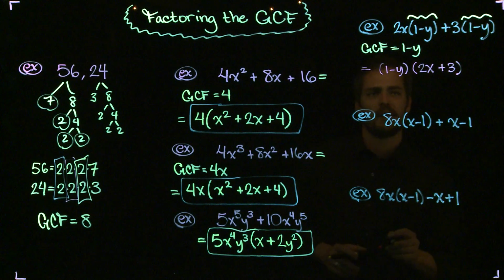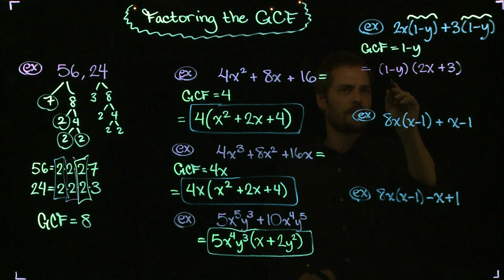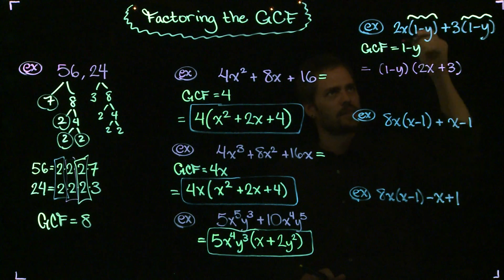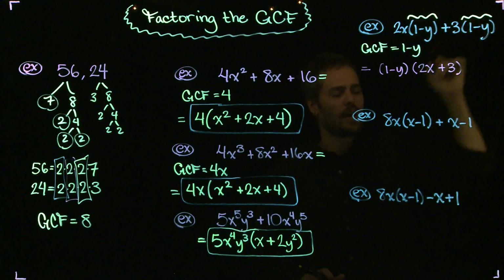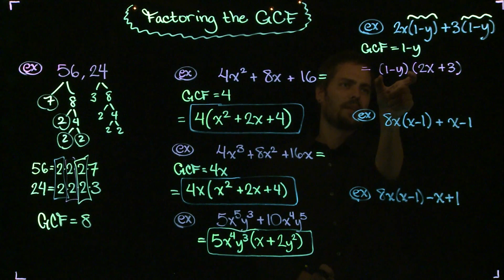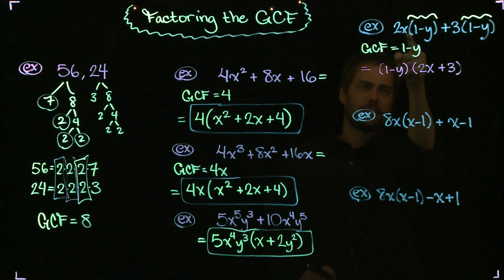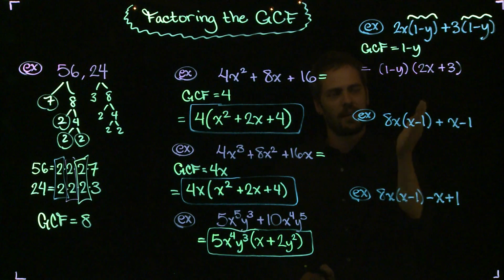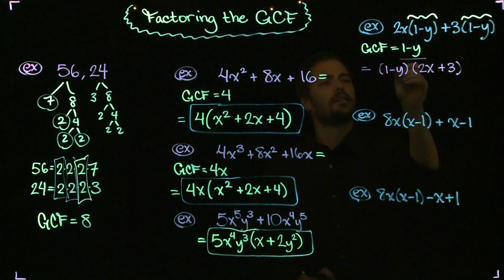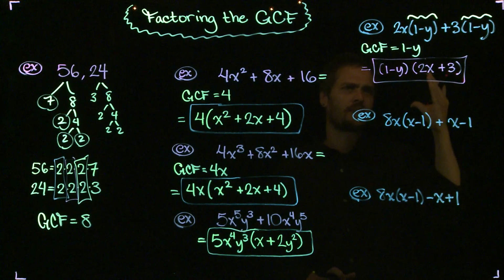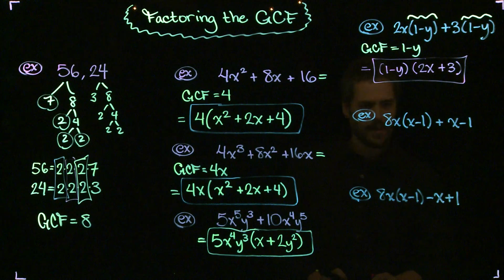Now here's the weird thing. If you wanted to check this, you might be tempted to do 1 times 2x plus 1 times 3, and so on and so forth. What that would equal is if you took this original expression and multiplied it all out and combined the like terms. Another way to look at it is if you take the entire 1 minus y times 2x, that's this part. The entire 1 minus y times 3, that's this part. So you can say confidently that yes, indeed, this is equivalent to my original expression. And that's how you factor out a common binomial factor.